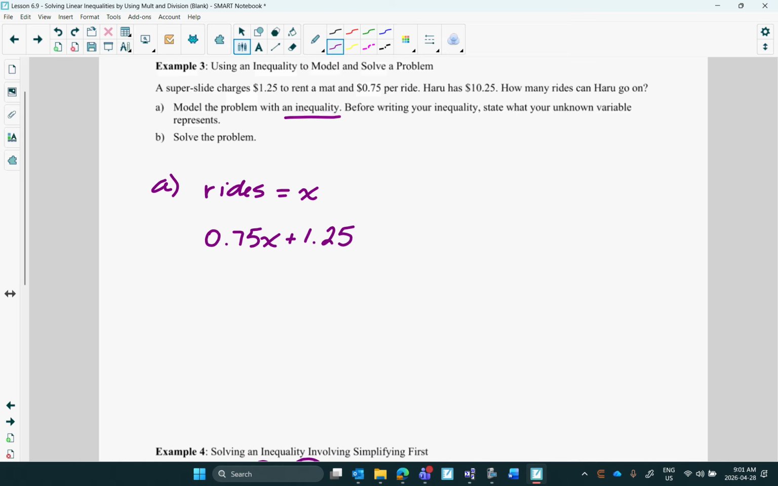Remember, it's an inequality, not equals. Well, how much money does he have? $10.25. Less than or equal to. Right? Because he doesn't have to spend the $10.25. He can spend less than that, but he can't spend more. So let's solve this.